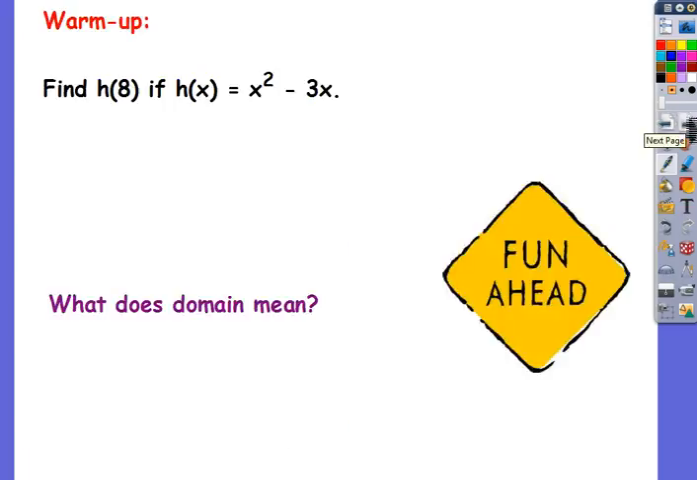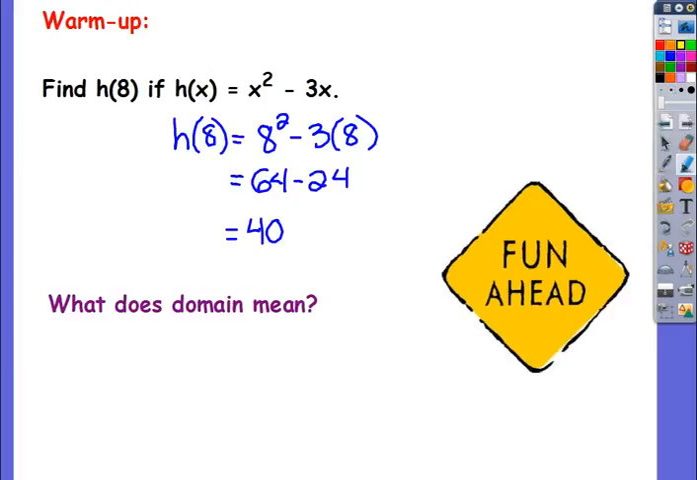Let's do a little warm-up. Pause the video and see if you can remember how to find h of 8. Remember, this function notation h of 8 means wherever I see an x, I'm going to replace that with an 8, and then follow the order of operations. H of 8 should give you 40.